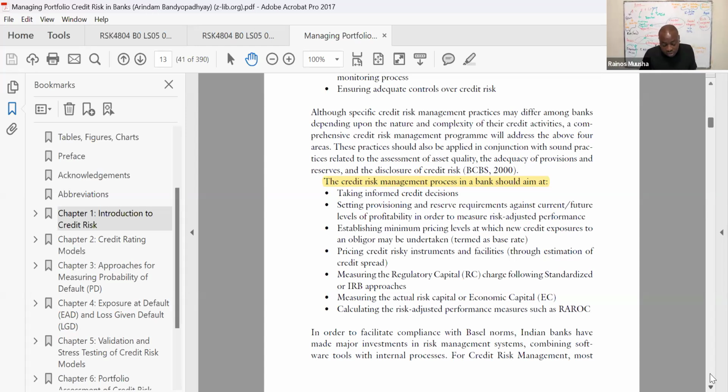We're going to look at those later on when we look at the evolution of the Basel Accords. Then measuring the actual risk capital or economic capital, and then calculating the risk-adjusted performance measures such as risk-adjusted return on capital, which we are also going to look at later on as well.